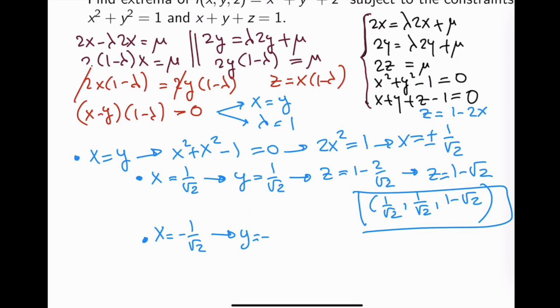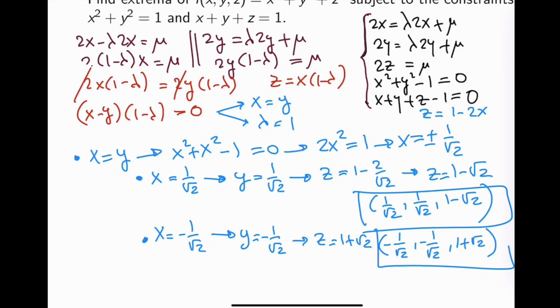We get that y is the same thing, and in the same way we get that z is actually equal to 1 plus square root of 2. And we get then the next of our candidate points. So the point is going to be then minus 1 divided by square root of 2, minus 1 divided by square root of 2, and 1 plus square root of 2. So then this is the second point in our list.